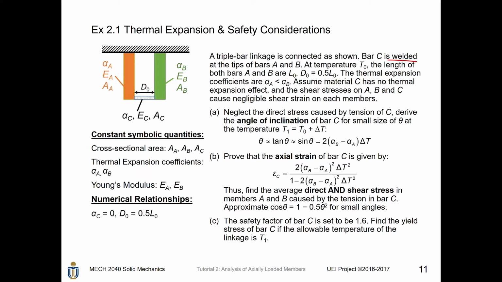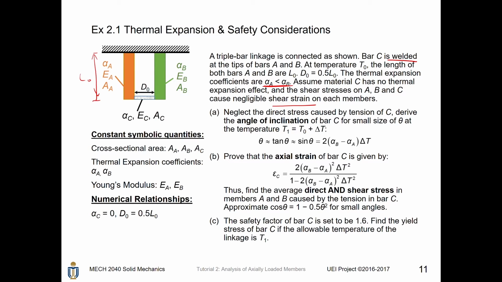At the temperature T0, the length of both bars A and B is L0. So this is L0. D0 equals 1/2 of L0. The thermal expansion coefficients are alpha A and alpha B, where alpha A is less than alpha B. Assume material C has no thermal expansion effect, and the shear stresses on A, B, and C will cause negligible shear strain. That means we don't consider the bending of the material, we only consider the elongation or the axial deformation of the material.